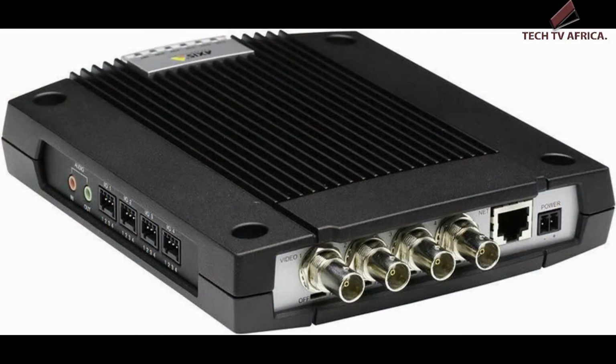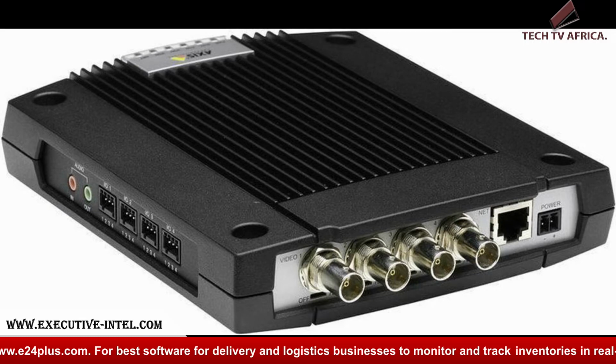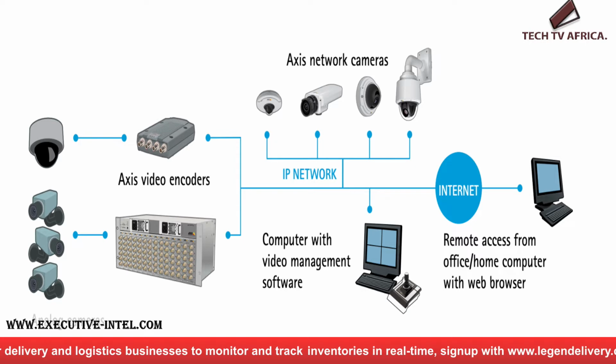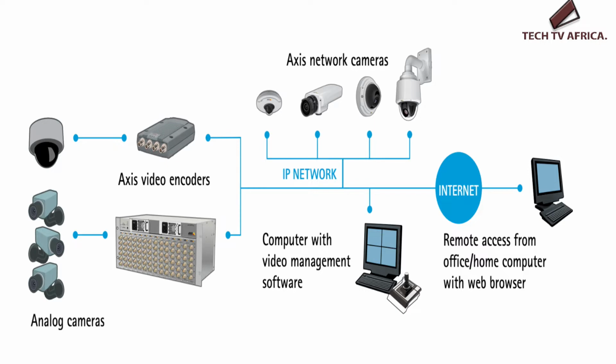There are many of them, and the one I'm going to show you here today comes from AXIS. There are loads and loads of connections that go within it. On the next picture that just appeared on your screen, you can see we have some analog cameras on the left-hand side, dome cameras and bullet cameras. You can see in between both of them there are AXIS video encoders.